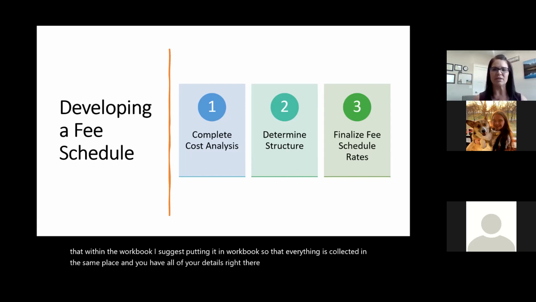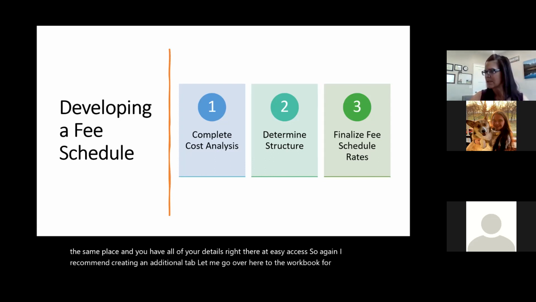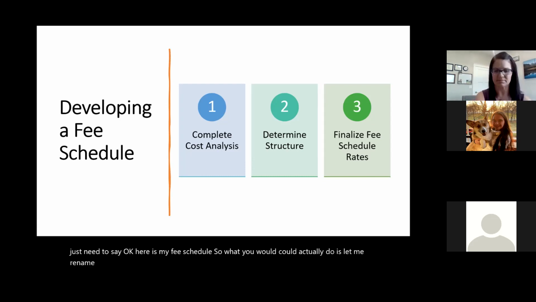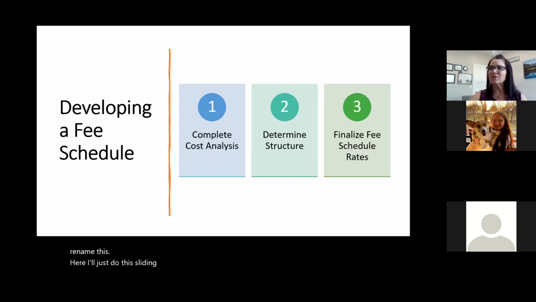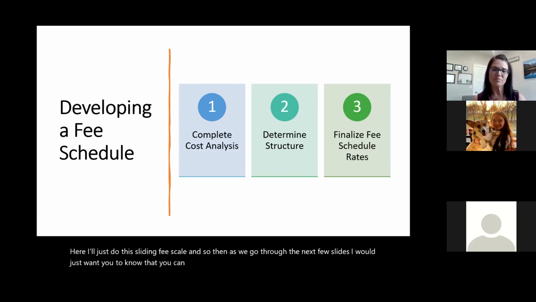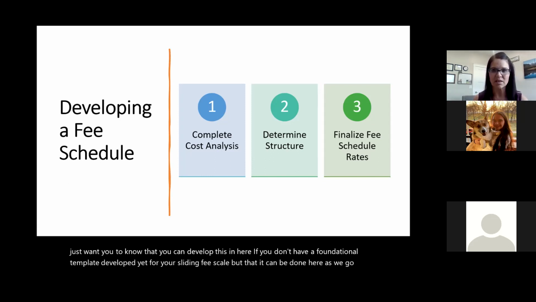So again, I recommend creating an additional tab. Let me go over here to the workbook for a second. We've got a lot of formulas and a lot of things driving stuff in here, but that's okay. You just need to say, okay, here is my fee schedule. So what you could actually do is, let me rename this. Here, I'll just do this, sliding fee scale. And so as we go through the next few slides, I just want you to know that you can develop this in here if you don't have a foundational template developed yet for your sliding fee scale. It can be done here as we go through some of these details.